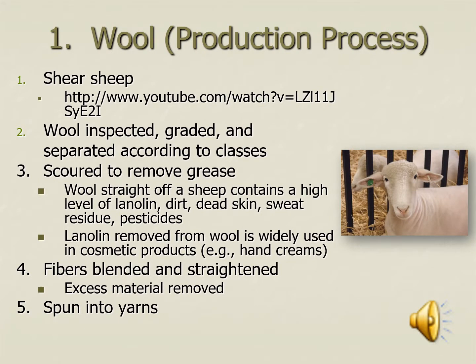This is just a quick overview of how we go about getting the wool from the sheep and then the process it goes through to be spun into yarn. So first the sheep is sheared, and if you're interested in watching a video on that, there's a link here, and then it's also up on Canvas, so you can go see the sheep shearing process. But once the wool is taken from the sheep, it's inspected and graded and separated out according to which class it is. And then it's scoured to remove grease.